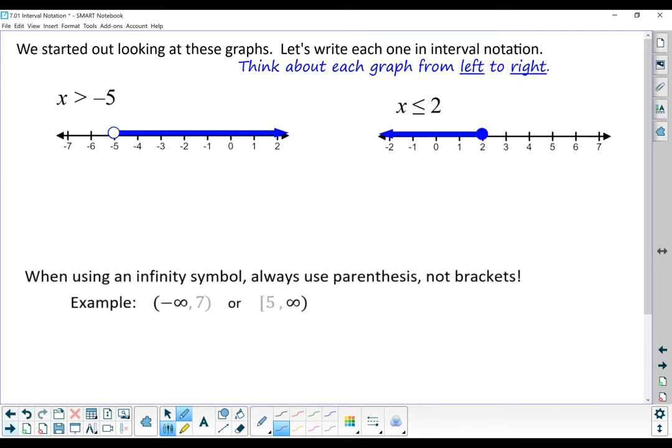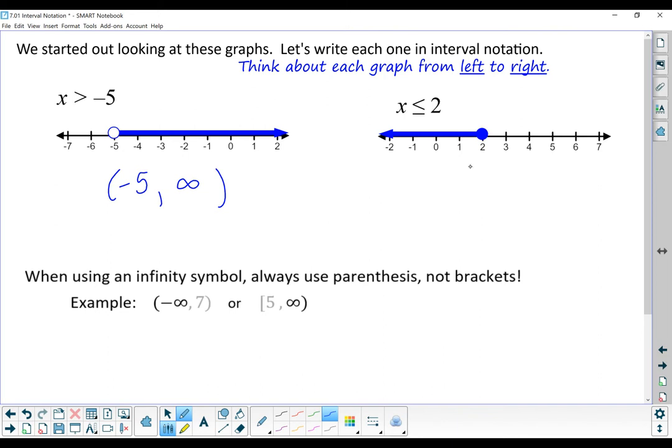All right, well, we started out looking at graphs like these ones. So I want to think about how to write these in interval notation. Remember, when we're writing interval notation, we think about the graph from left to right. So this first one starts at -5, not included, so I use a parenthesis, and it goes up to, well, it's got an arrow. It goes up forever. So the way we would represent that is with an infinity symbol, from -5 to infinity.